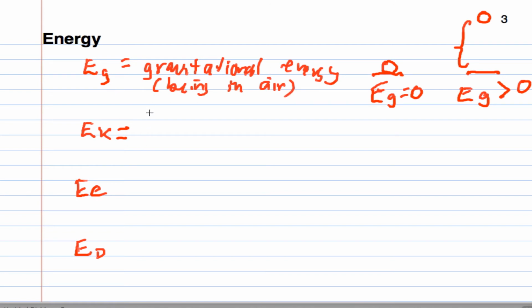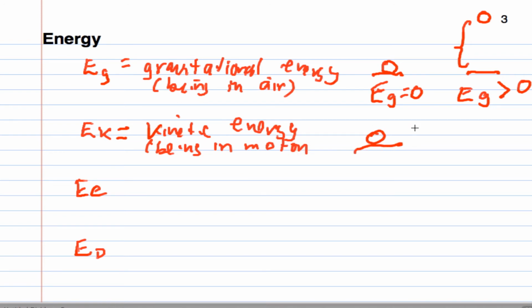Then we have kinetic energy. Kinetic energy comes from being in motion. So if I'm just sitting still, my kinetic energy is zero. If an object is moving, whether it's moving forwards or backwards, its kinetic energy is bigger than zero. It's basically like that. So if I'm in the air, I have gravitational energy. If I'm moving, I have kinetic energy. And I can have two types of energy at the same time.